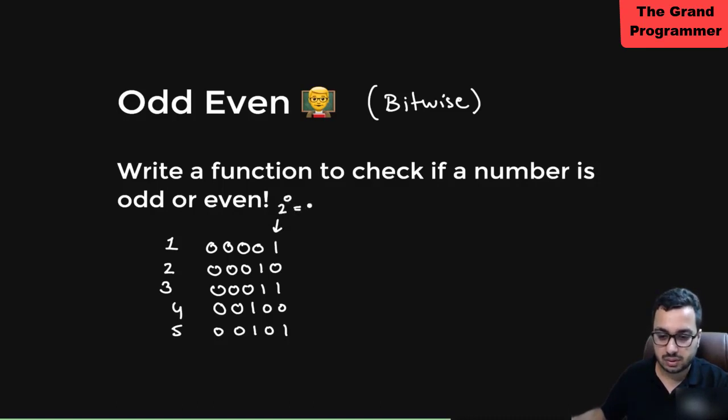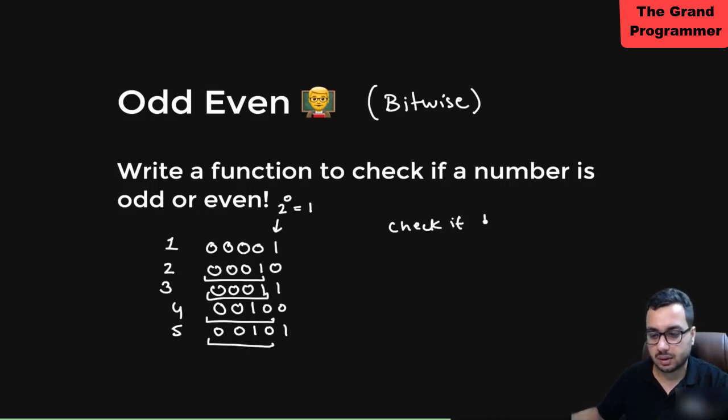and it contributes 2 raised to the power 0, that is 1, to the answer, and that is what makes the number odd. Okay, so everything else is an even number. That means the last bit decides whether the number would be odd or even. So what we need to do is check if the last bit is 1 or not.